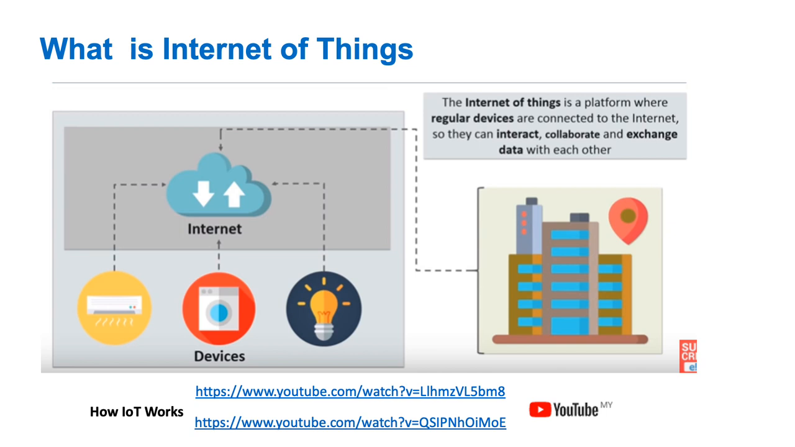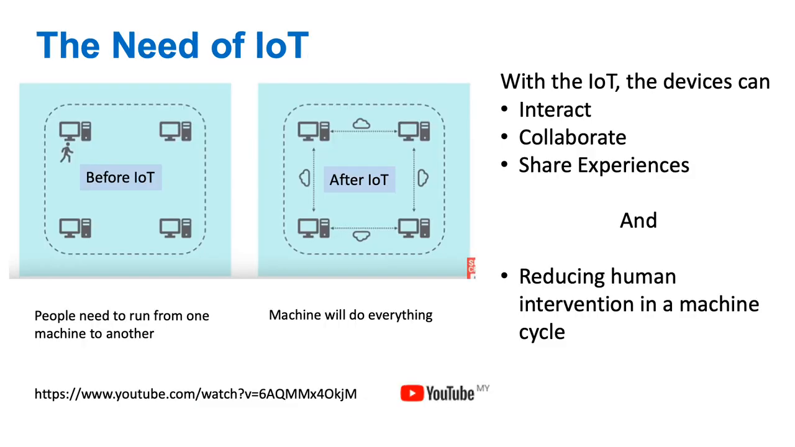To summarize, what is Internet of Things? It is a platform where regular devices are connected to the internet so they can interact, collaborate, and exchange data with each other. Before IoT, people needed to run from one machine to another. After we have IoT, machines will do everything. This helps to reduce human intervention in any machine cycle.